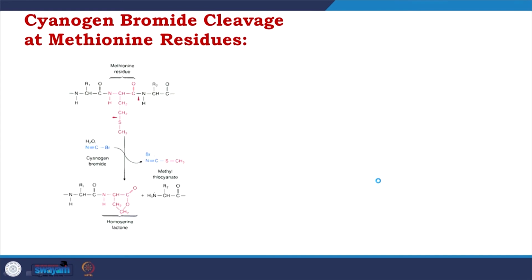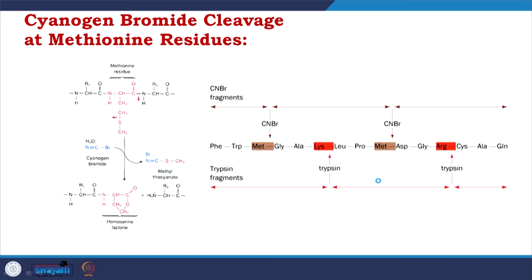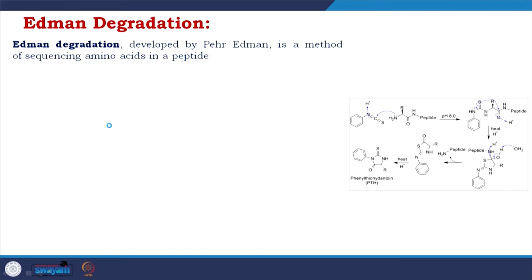So, how does cyanogen bromide cleave the methionine residue? You will see that the cyanogen bromide attacks and clips the residue between the methyl group and the sulfur, and it forms a homoserine lactone. It mainly works on methionine, and it could be used in combination with trypsin. Edman degradation is a very famous method. I talked about this earlier. It was developed by Pehr Edman, and is a method of sequencing amino acids in a peptide.